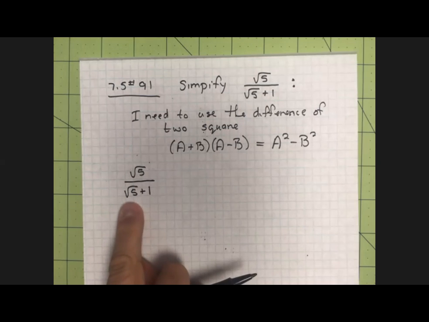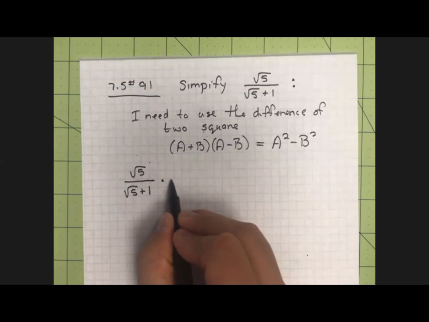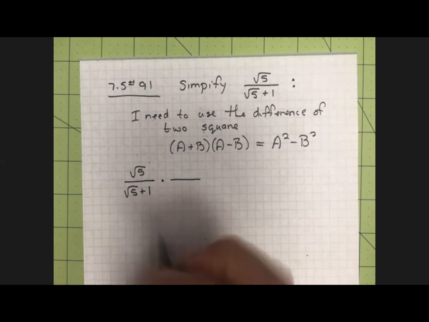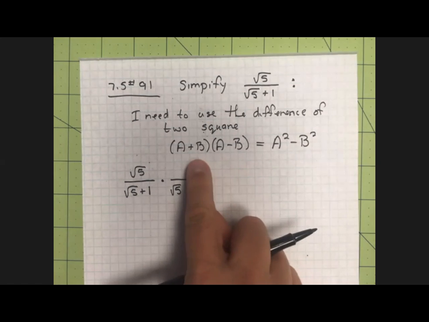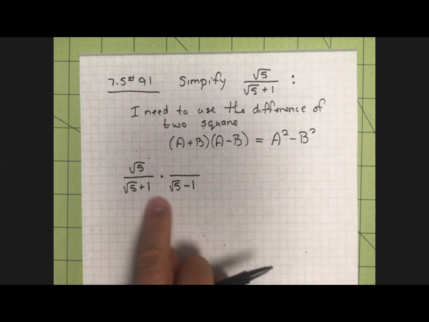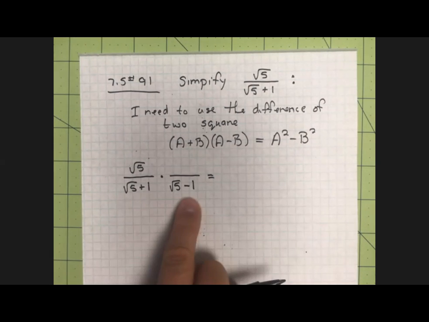Pretend it says a plus b right now. What would happen if you multiplied the top and bottom by a minus b? The a is the root 5. The b is the 1. So let's multiply by root 5 minus 1. You know what that does? It kills the radical.